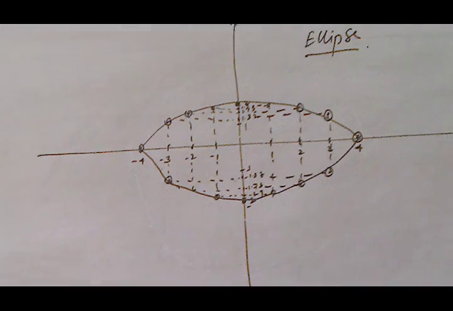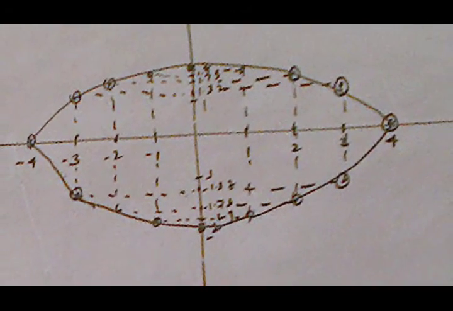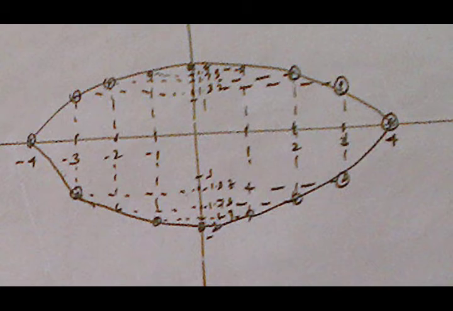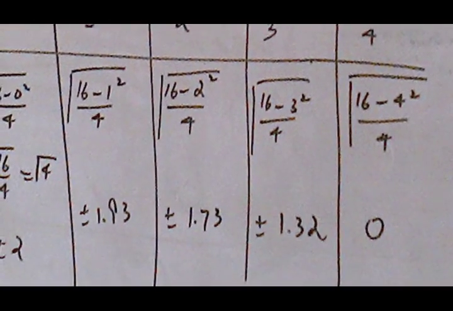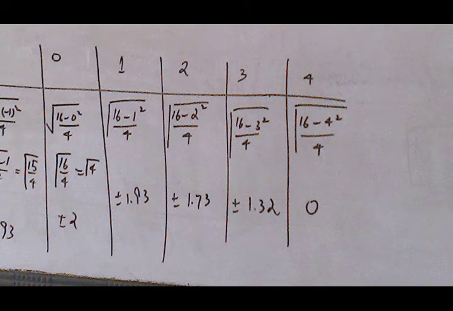Now on the x-axis we have values minus 1, minus 2, minus 3, minus 4 on the negative x-axis, horizontal line, and on the positive side 1, 2, and 3. And on the y-axis we have values 0, plus minus 1.32, plus minus 1.73, plus minus 1.93, and the maximum value is plus minus 2.